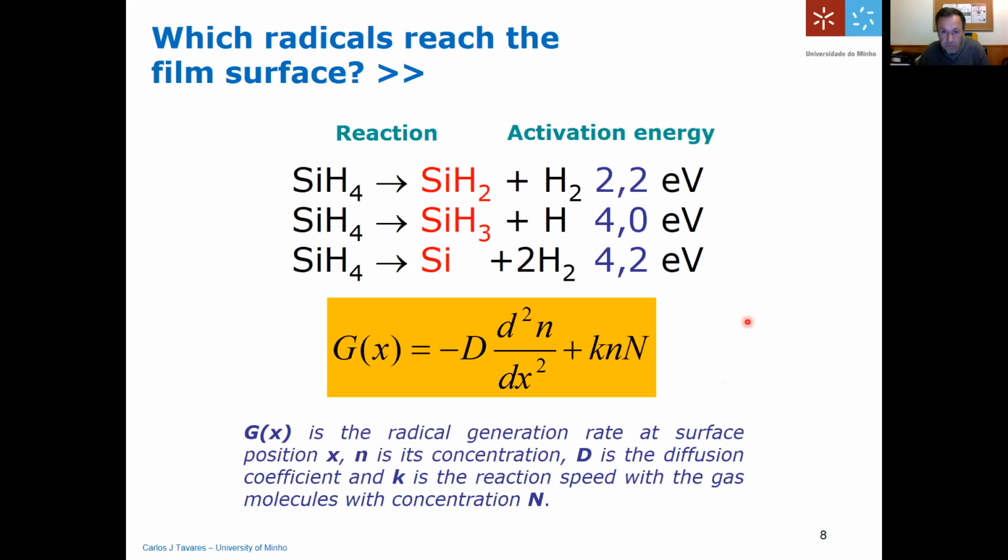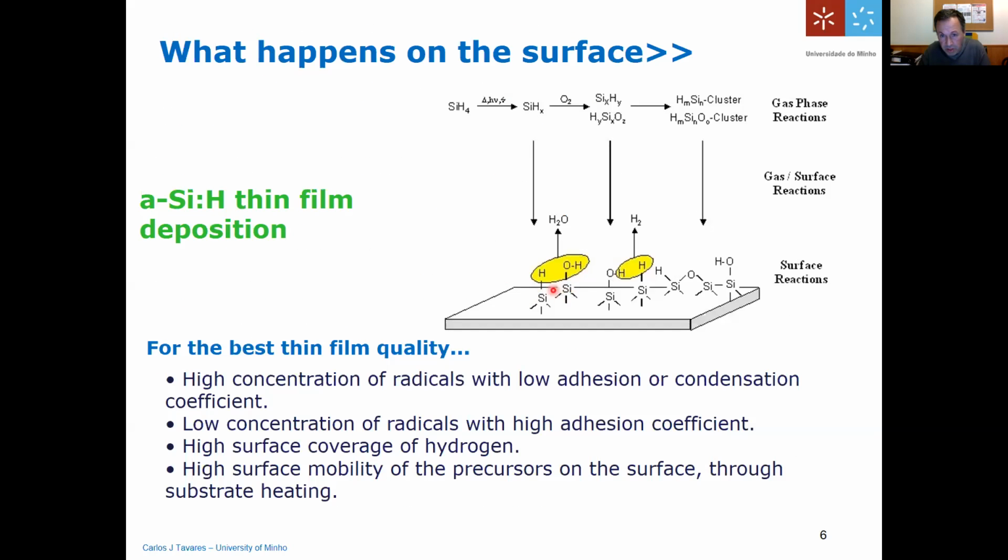So let's look at the radical formation from silane, depending on the activation energy, whether you give a high or a low activation energy. If you give a low activation energy, you break down silane into SiH2 plus hydrogen, and this will cost about 2.2 electron volts. If you increase the activation energy to 4 electron volts, then you can break down SiH4 into SiH3 plus hydrogen. If you have sufficient energy, greater than 4.0 up to 4.2, then this will benefit the breaking of the silane and forming silicon on the surface, as you see here.